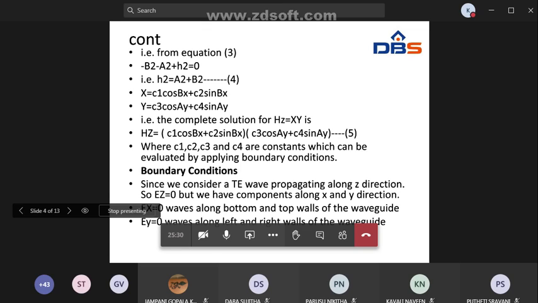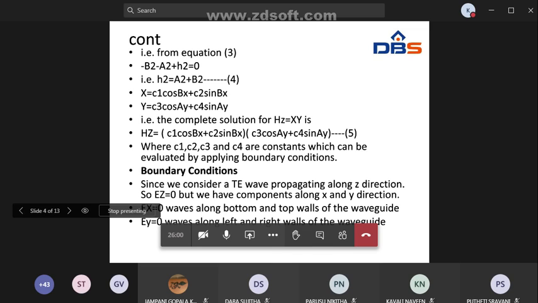Now we will see the boundary conditions. If we check this equation in the TM mode analysis, the equation will be Ez equal to C1 cos Bx plus C2 sin Bx, C3 cos Ay plus C4 sin Ay. But in this TE mode analysis, it will be Hz equal to, a simple difference. In TM mode, it will be Ez equal to, in TE mode, it will be Hz equal to.